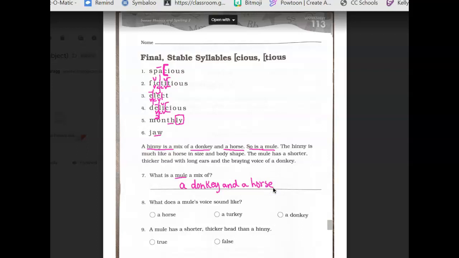Number 8, what does a mule's voice sound like? Does it sound like a horse, a turkey, or a donkey? So it says voice of a donkey. Number 9, a mule has shorter, thicker head than a hinny. And it says right here, mule has shorter, thicker head. So this would be a true statement.